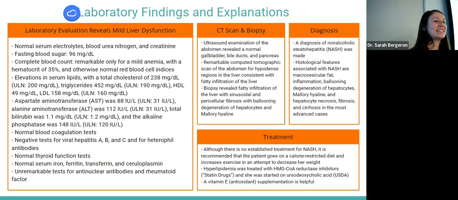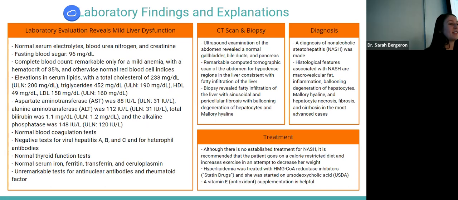Then she underwent a CT scan. An ultrasound examination of the abdomen revealed a normal gallbladder, bile ducts, and pancreas. She had a remarkable CT scan of the abdomen for hypodense regions in the liver consistent with fatty infiltration of the liver. And then the biopsy revealed fatty infiltration of the liver and perisinusoidal fibrosis with ballooning and degeneration of hepatocytes and Mallory-Hyaline.